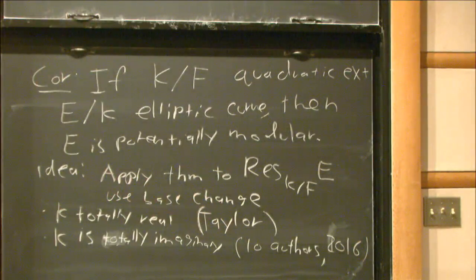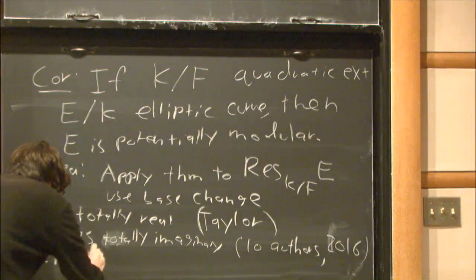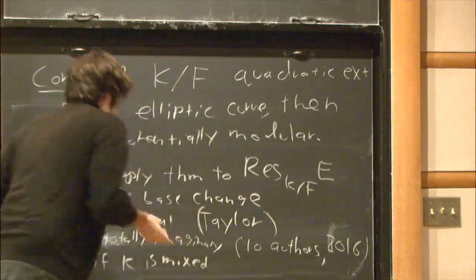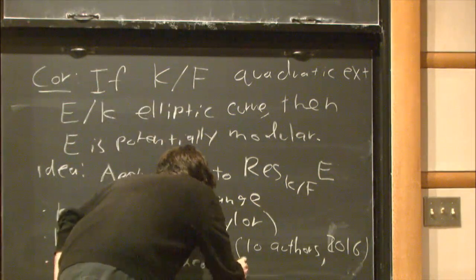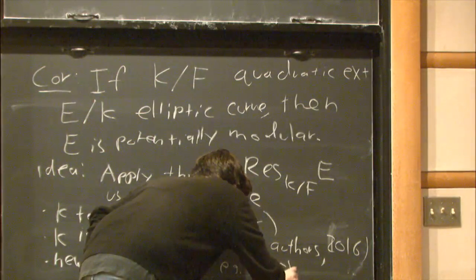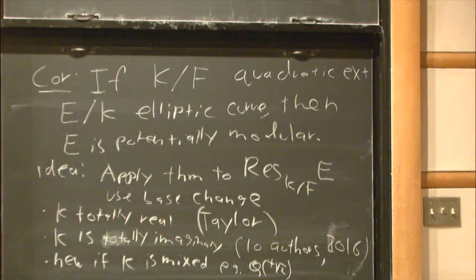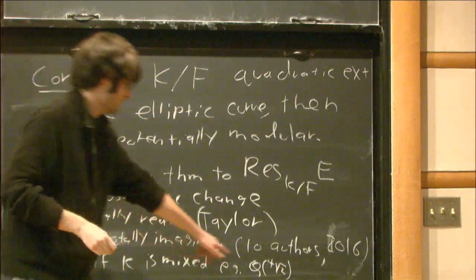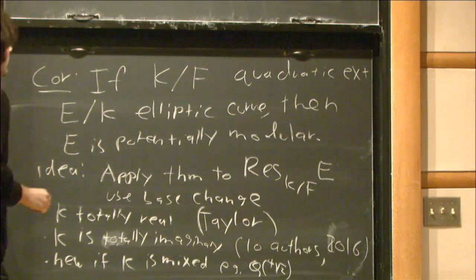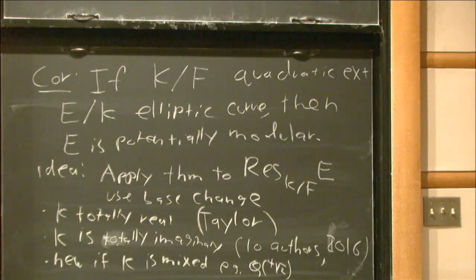And now this is new if K is of mixed signature. So for instance, if you happen to care about elliptic curves over something like Q adjoin the fourth root of 2, then F would be Q adjoin the square root of 2, and this is a field which has two real embeddings and a complex conjugate pair of complex embeddings. That's probably all I want to say about applications of the main theorem.